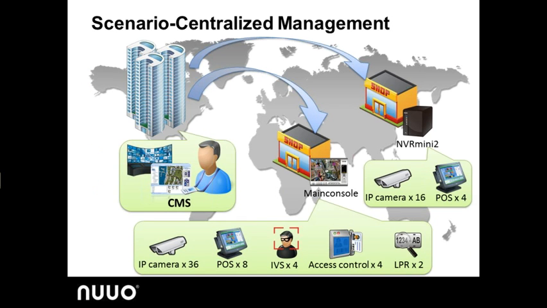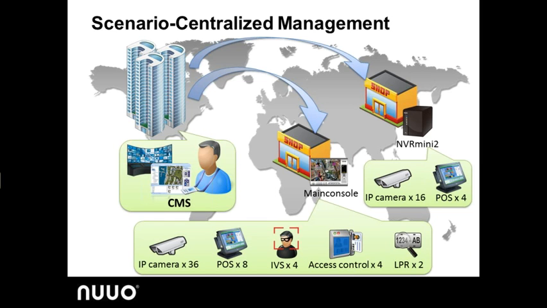Let's see the second scenario. After a year, your boss wants to expand with a second shop in Africa, and he also needs to control and monitor the surveillance system of both shops in the US headquarters. At his request, you decide to install a new CMS system in the US headquarters to manage both stores.